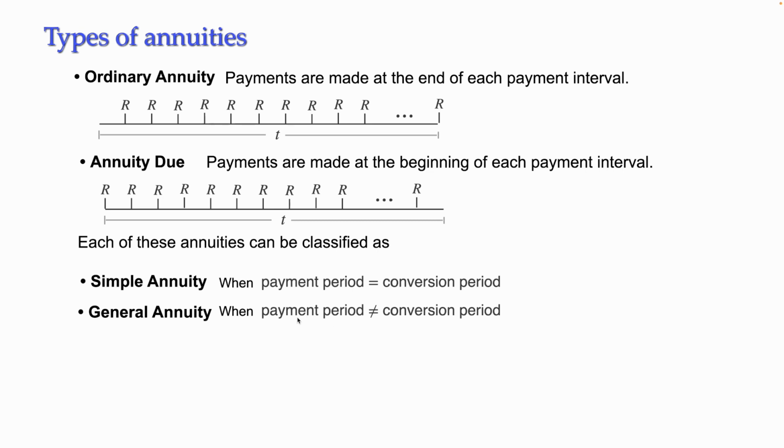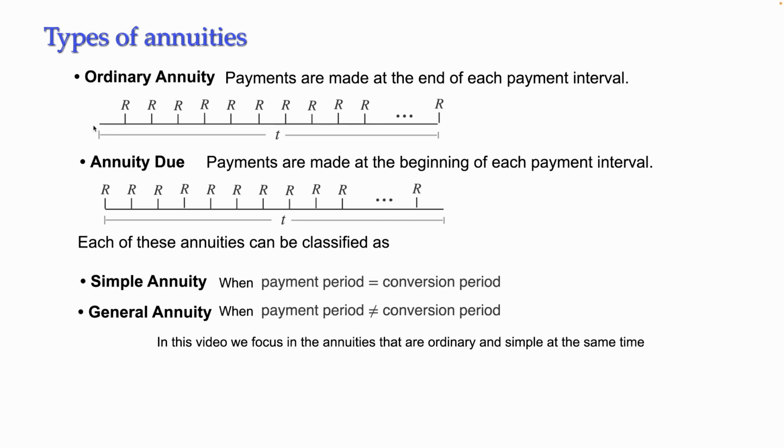That happens, for example, in Canada, when you are paying the mortgage every month, but the interest in the mortgage compounds semi-annually. So the payment period is a month and the conversion period is semi-annual. So in this case, we have a general annuity. Obviously, an annuity could be ordinary and simple, or could be ordinary and general. In this video, we focus on annuities that are ordinary and also simple.